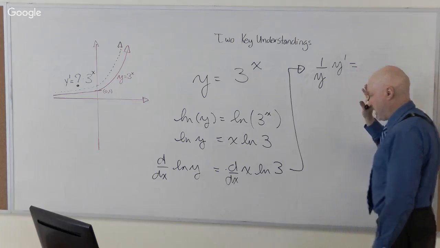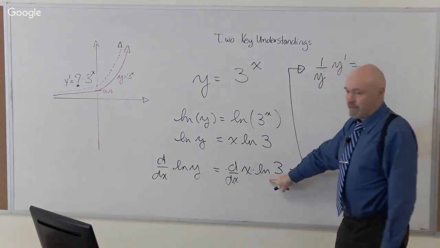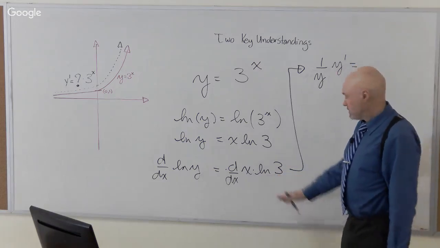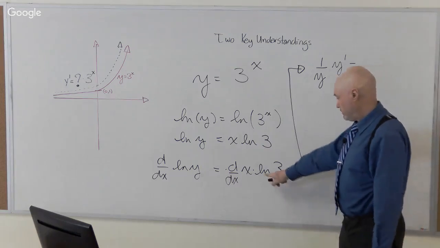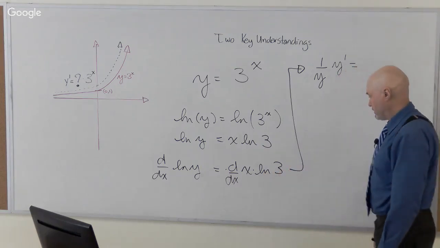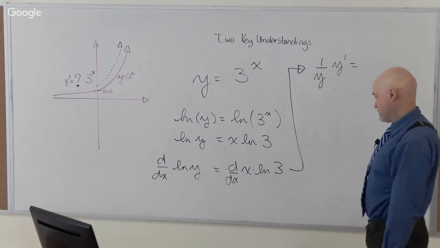There we go. I've got my y primed in here, and so it doesn't look like it, but really it is. The natural log of 3 is just a number. It's a constant, and you can calculate it with your calculator. It comes out to, I don't know, 1 and a little tiny bit, 1.09 or something like that.